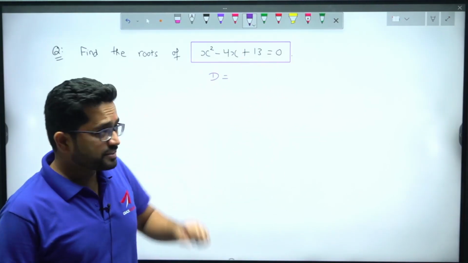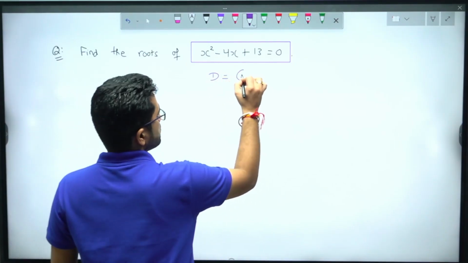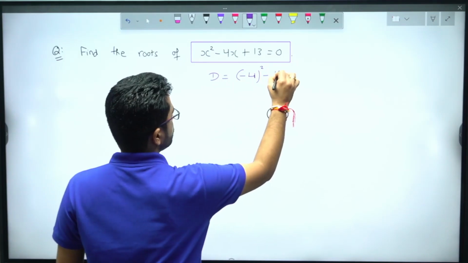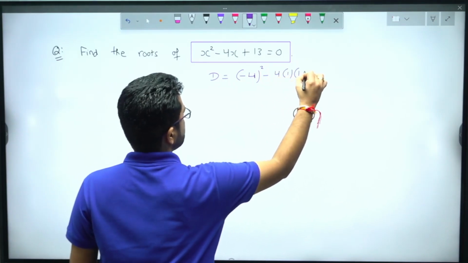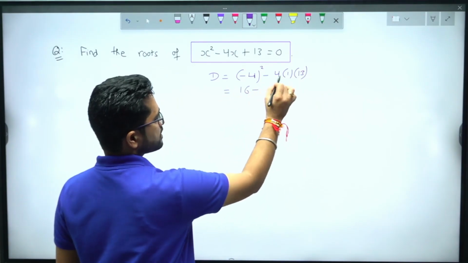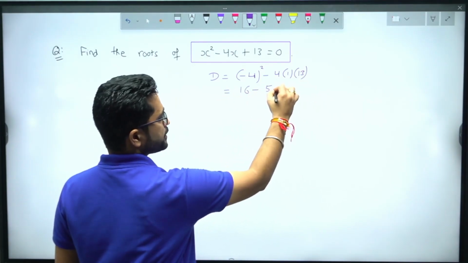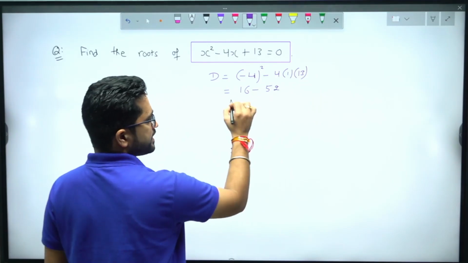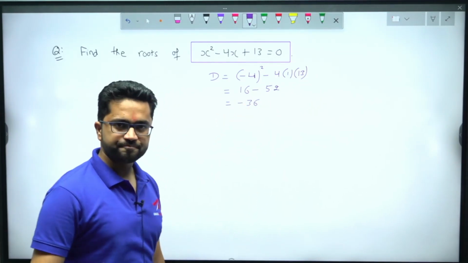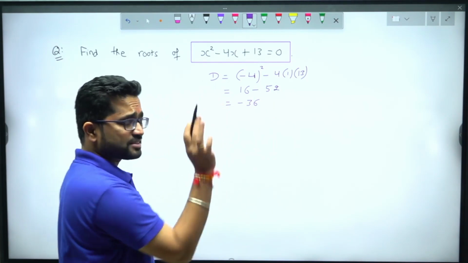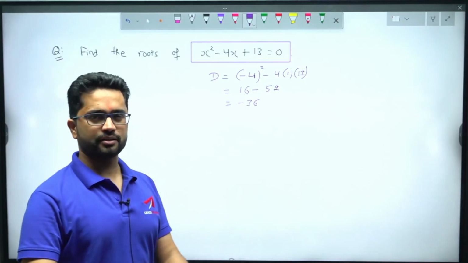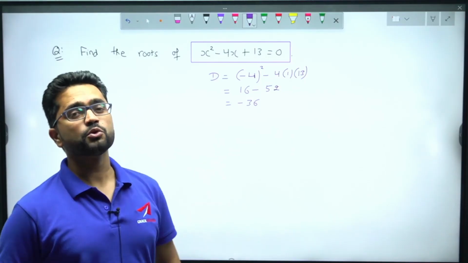Now, let's check the discriminant. What is the discriminant here? B square, that is minus 4 square, minus 4 A C. It comes out to be 16 minus 13 fours are 52. So, guys, 16 minus 52 is minus 36. All okay? So here the discriminant is clearly a negative number, so roots are non-real.